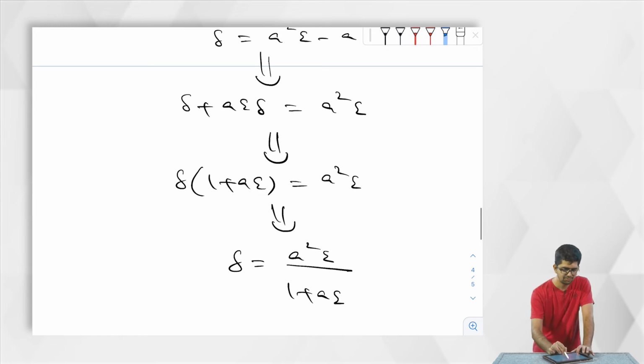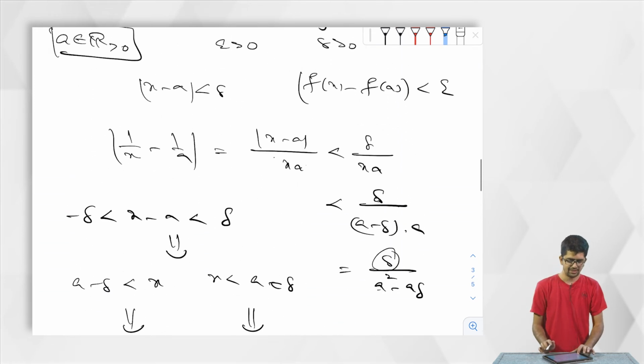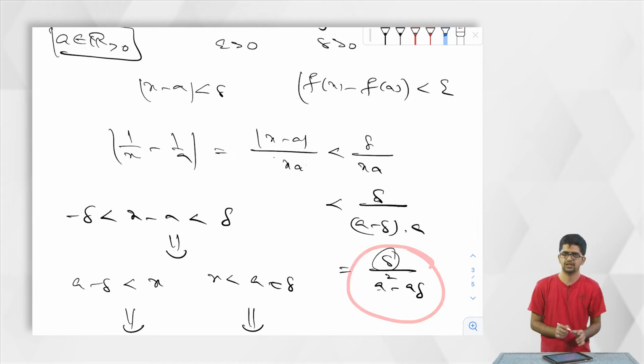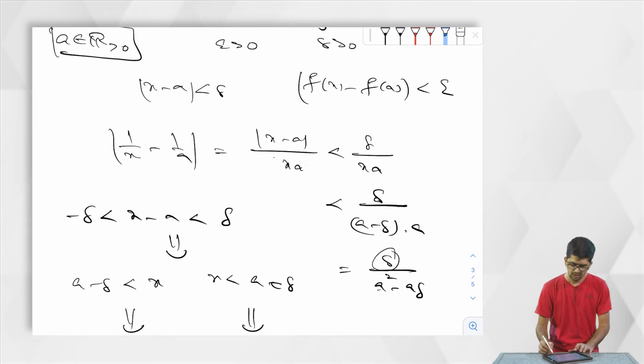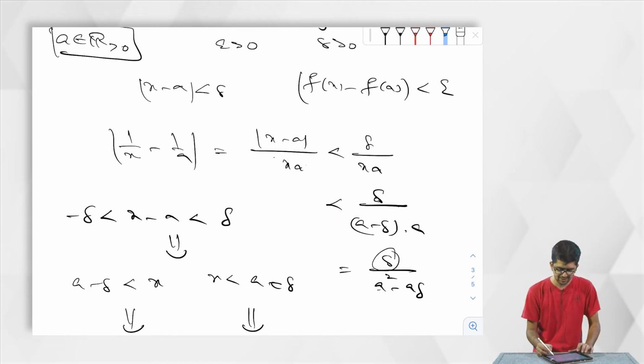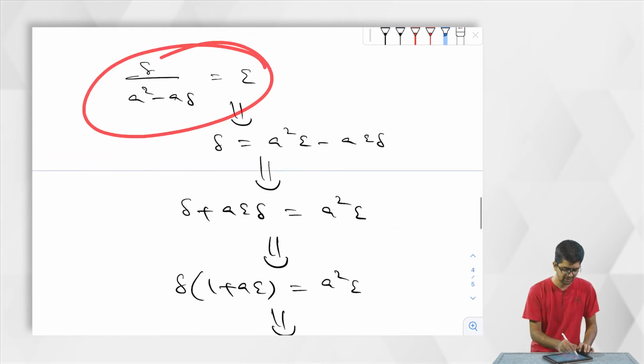See, it should be clear what I am trying to do here. I am just trying to see that if there is a delta satisfying this property, then we should be getting this quantity. But what we want is for it to be less than epsilon. Suppose this is equal to epsilon, then also we are done, because there is a less than symbol here. So now I am declaring that this quantity is equal to epsilon. That's what I have written here.